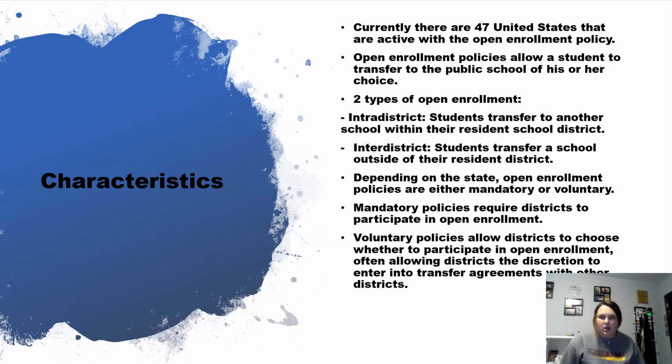Depending on the state, open enrollment policies are either mandatory or voluntary. Basically, the mandatory policies require the districts to participate in open enrollment. And voluntary is whenever they decide whether or not they want to participate. This is often whenever people can make agreements with their districts, or basically just decide if they want their districts to be participating in the enrollment process.